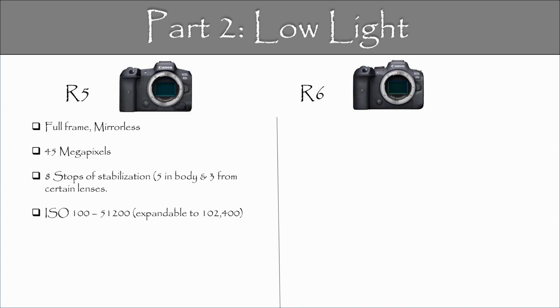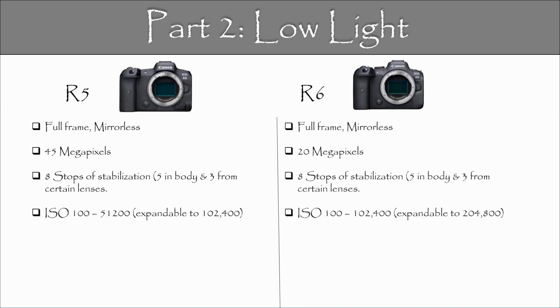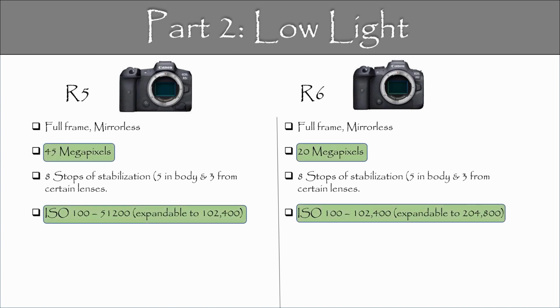102,400. Now the R6 is also a full frame camera, and it has the same IBIS as the R5, but it differs in megapixels and ISO. The R6 only has 20 megapixels and the ISO ranges from 100 to 102,400 and can be expanded to 204,800, giving it an additional stop when compared with the R5.